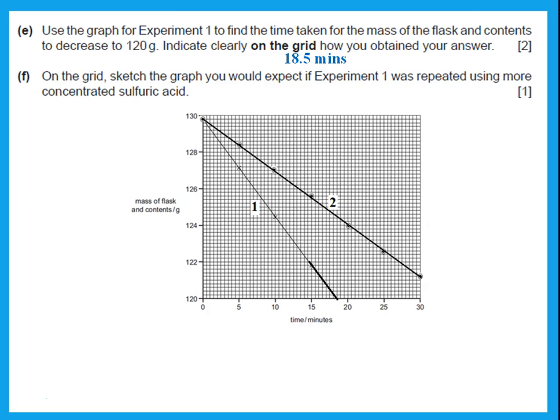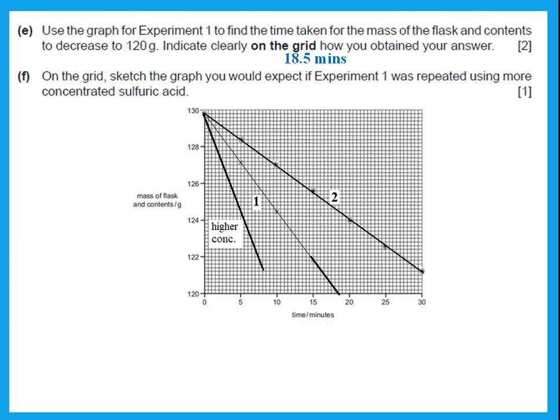Okay, on the grid, sketch the graph you would expect if experiment 1 was repeated using more concentrated sulfuric acid. So 1 has a certain concentration. Now if I repeat it with more concentrated, that means faster, it will go down much faster. Okay, so this is the one with the higher concentration.